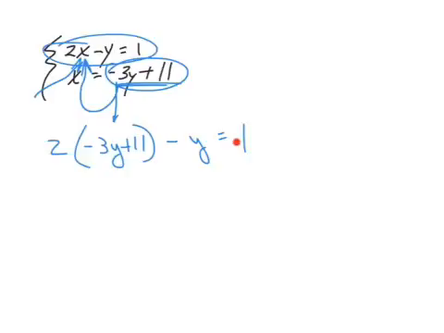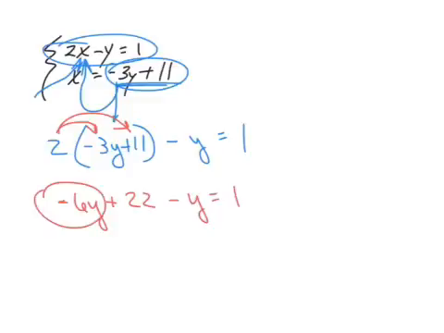Now look at this one equation. I have one equation. How many variables do I have? I have one variable. So I have one equation and one variable. That means I can solve for my y now. So I'm going to distribute: negative 6y plus 22 minus y equals 1. I'm going to combine these two. Negative 6y minus y is the same as negative 7y plus 22 equals 1.